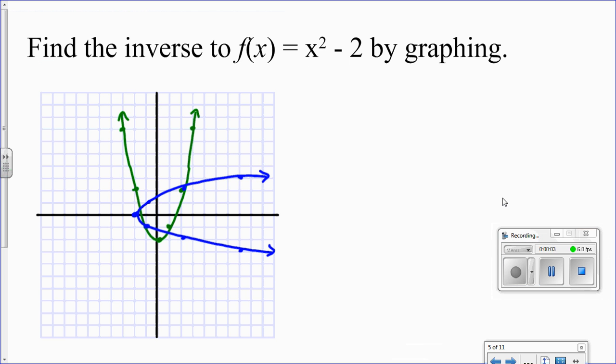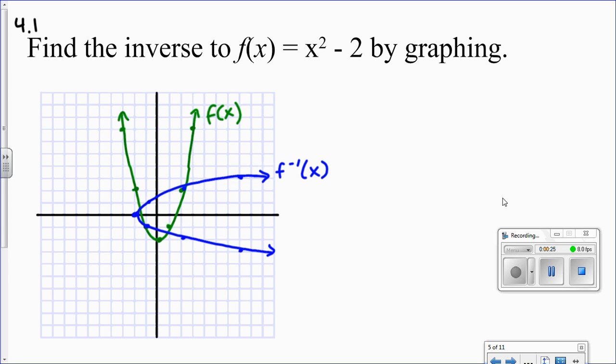This is 4.1 still. We're finishing up. This is where we stopped. So we're talking about inverse functions. So I graphed f of x, and then I graphed f inverse of x.